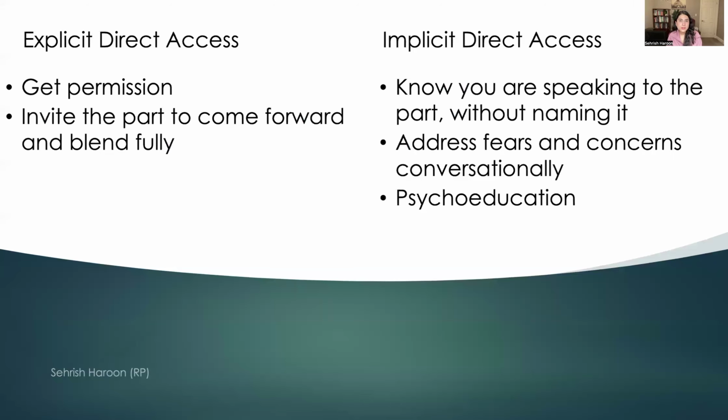There's two kinds of direct access: explicit and implicit. In explicit, we're getting permission from the client. We're saying, hey, client, can I speak directly to this part of you? You may also say, can I invite this part to look at me through your eyes and take all the space it needs in your body and hear me through your ears? Or just a simple, can I speak directly to this part? That works too. And with implicit, we know we're speaking to a part, but we're not naming it.